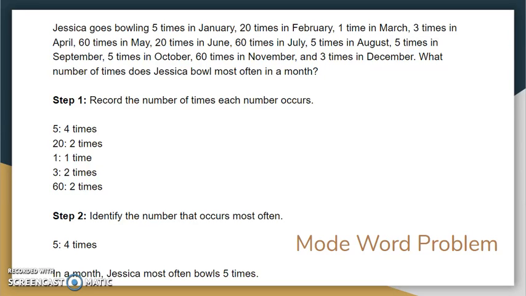First, we need to record the number of times each number occurs. 5 occurs 4 times, 20 occurs 2 times, 1 occurs 1 time, 3 occurs 2 times, and 60 occurs 2 times. Which number occurs the most? The number 5, so in a month, Jessica most often bowls 5 times.